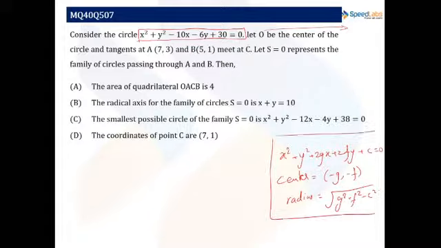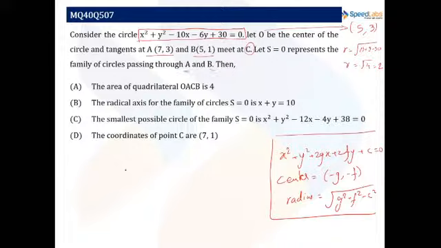So from this we can see our center will be (5, 3), and the radius will be the square root of 25 plus 9 minus 30. So it will be root 4, that is 2. Let O be the center of the circle and tangents at A and B meet at C. Let S equals 0 represent the family of circles passing through A and B.